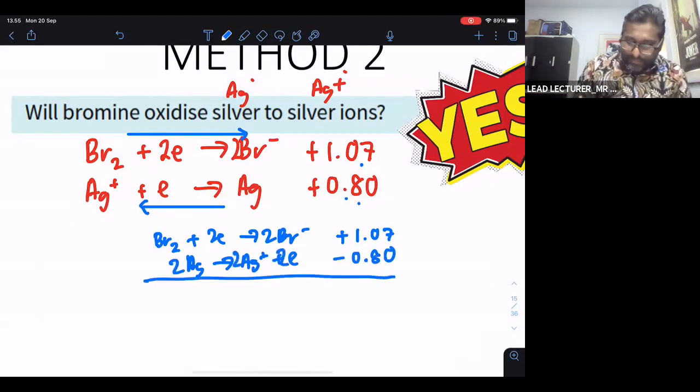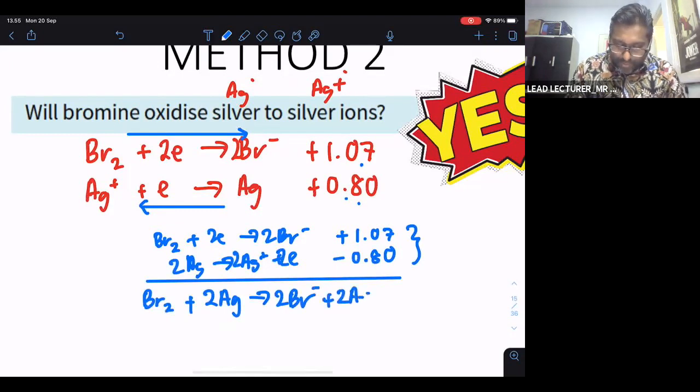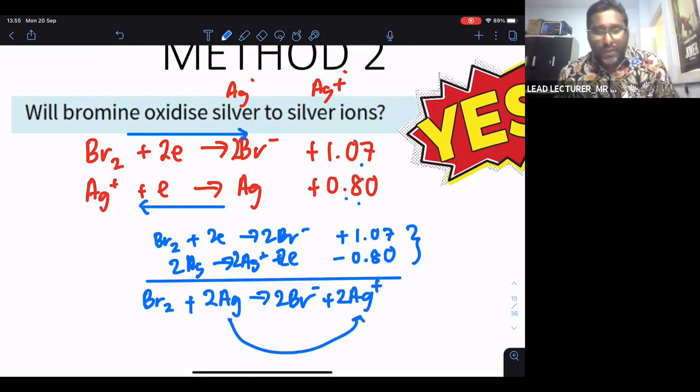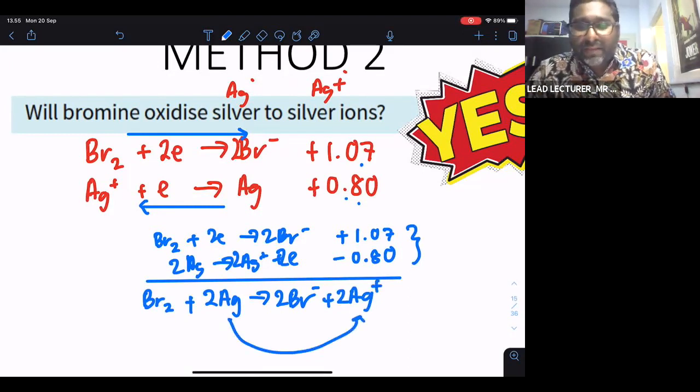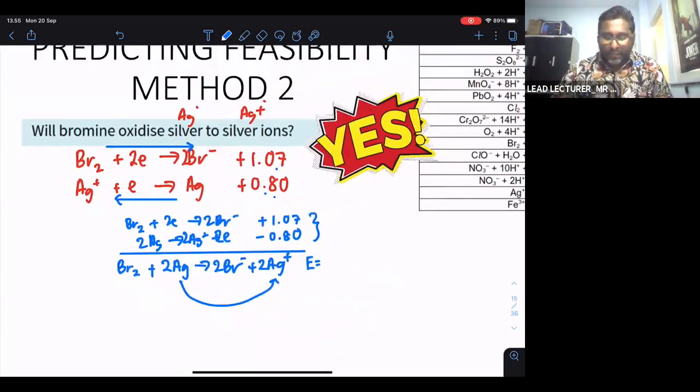When I add these two together, my aim is to find out whether Br2 can change the silver, so that 2Br− becomes 2Ag. It means I want to find out whether this can happen or not. You can find out whether this can happen by identifying the E value. What is the E value? You add these two.